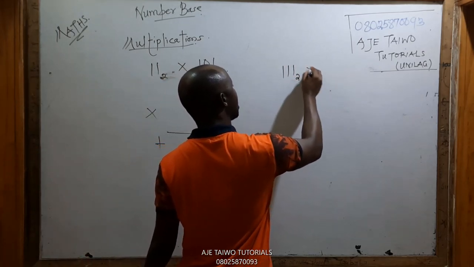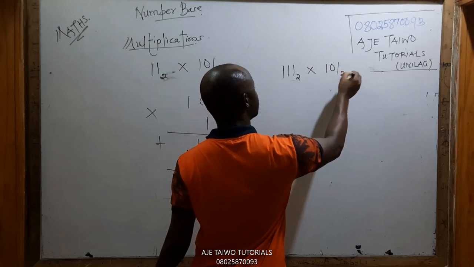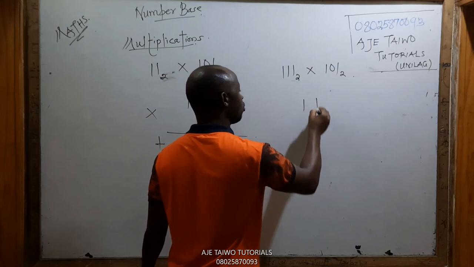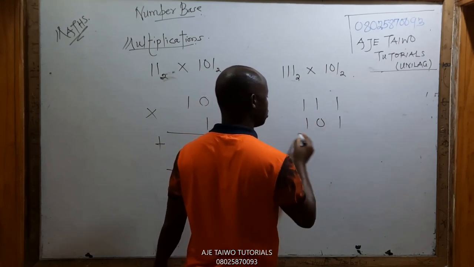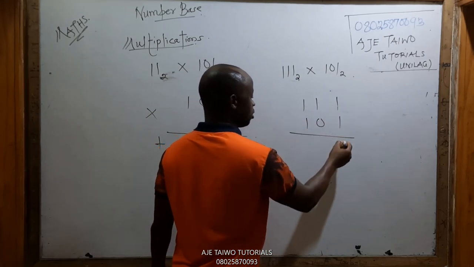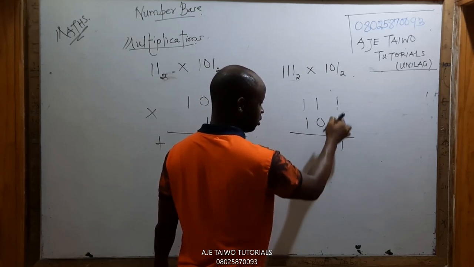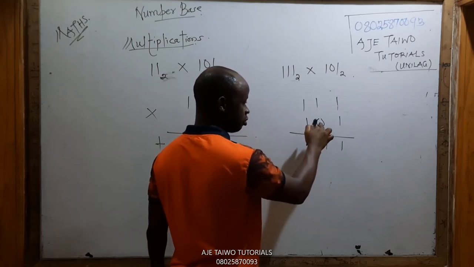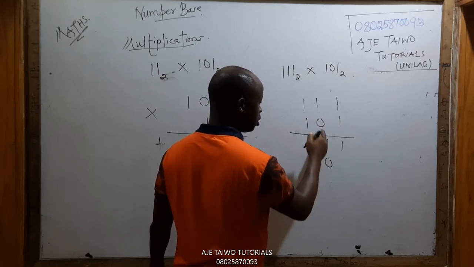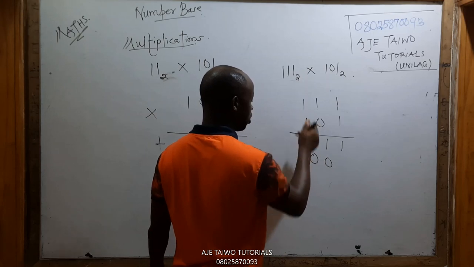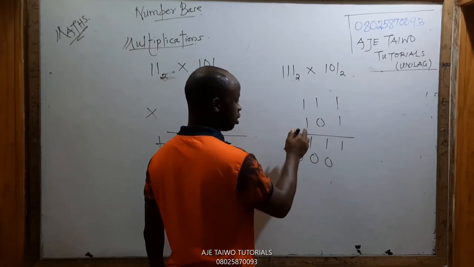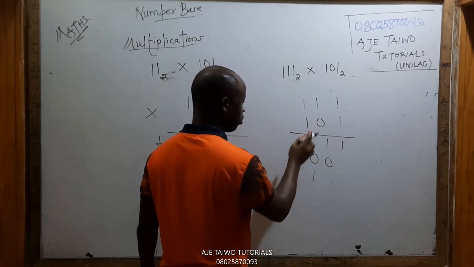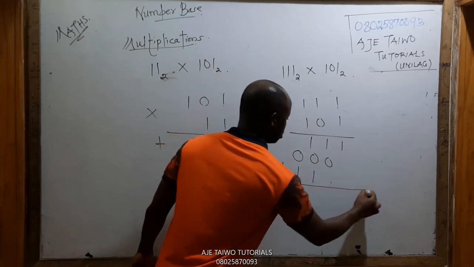Okay, let's do this one. 111 base 2 times 101 base 2. Can you see? 1 times 1 is 1, 1 times 1 is 1, 1 times 1 is 1. That's all. And 0 under this one: 0 times 1 is 0, 0 times 1 is 0, 0 times 1 is 0. That's all. The last one. 1 times 1 should be under here, 1. You have 1, 1, 1.